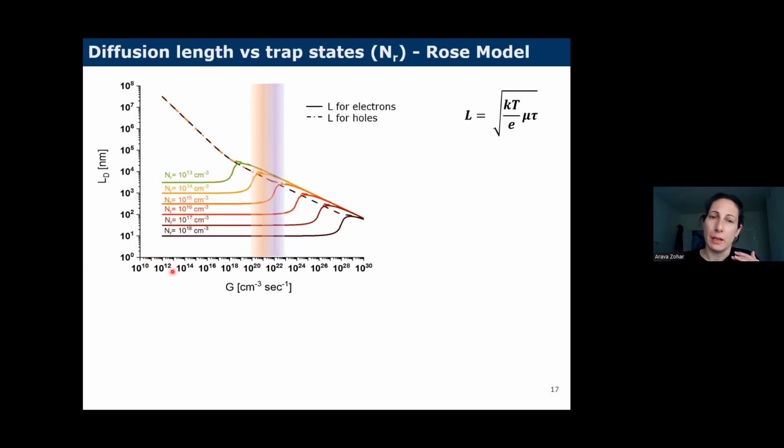And when we look at the minority carriers, in the beginning, adding such a low amount of carriers, 10 to the 12, 10 to the 14, does not change much the diffusion length of those minority carriers. At some point, when I'm adding enough carriers, they can actually fill the traps, and then I'm getting some increase of the diffusion length artificially. And once I go through this threshold, it will also reduce, as with the majority carrier.